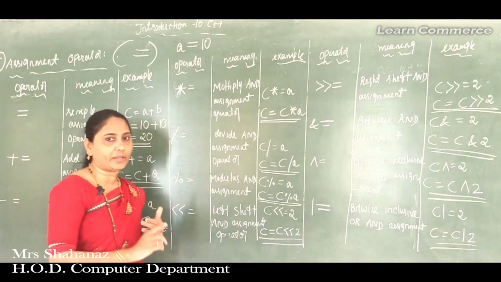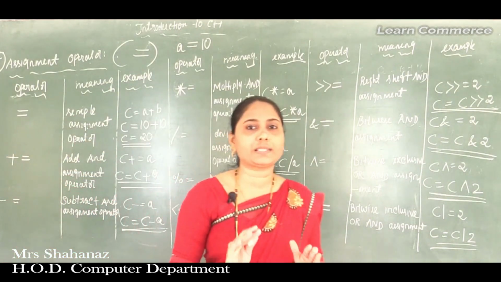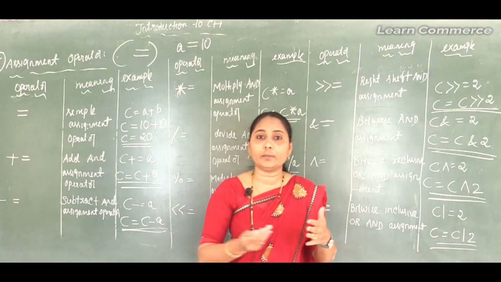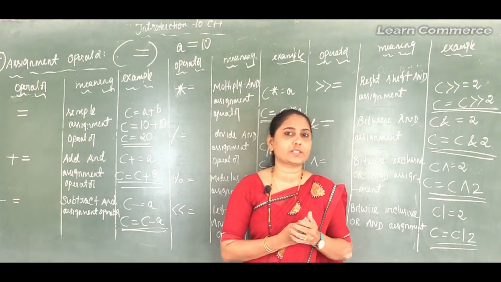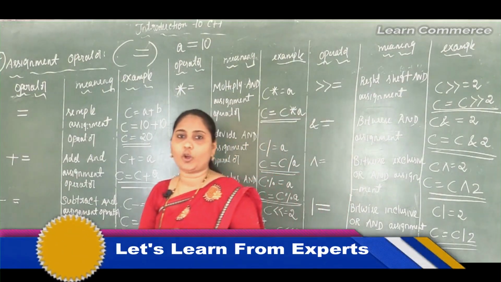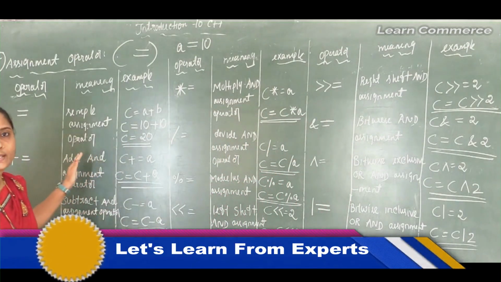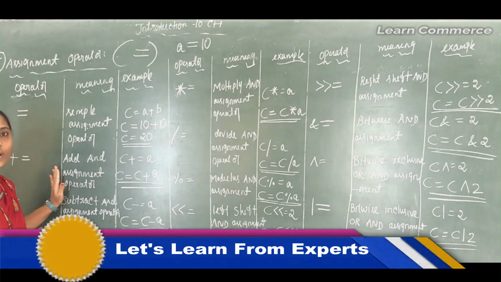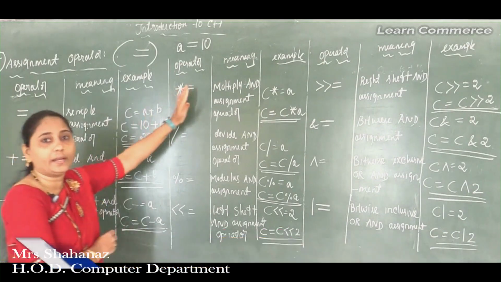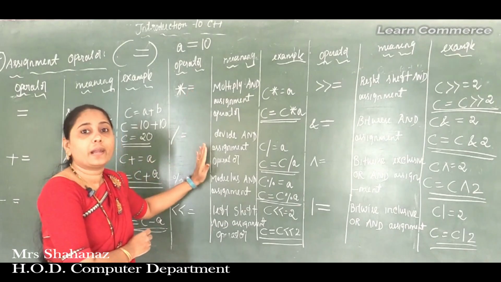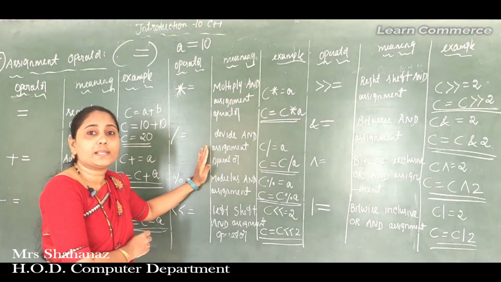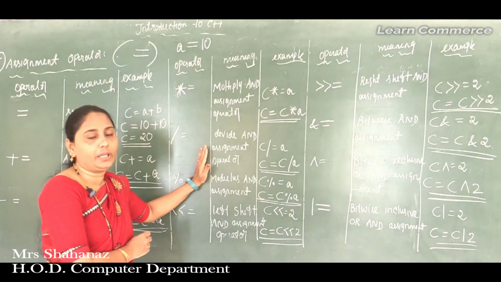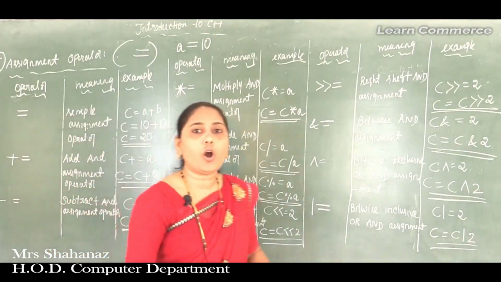As we know, if you use just equal, it is called the assignment operator, but if you use any arithmetic operator with the equal sign, it is called the compound assignment operator. We already know some examples: plus equal, minus equal, multiplication equal, divide equal, left shift equal, right shift equal, and bitwise and equal, the bitwise exclusive or equal and bitwise inclusive or equal.